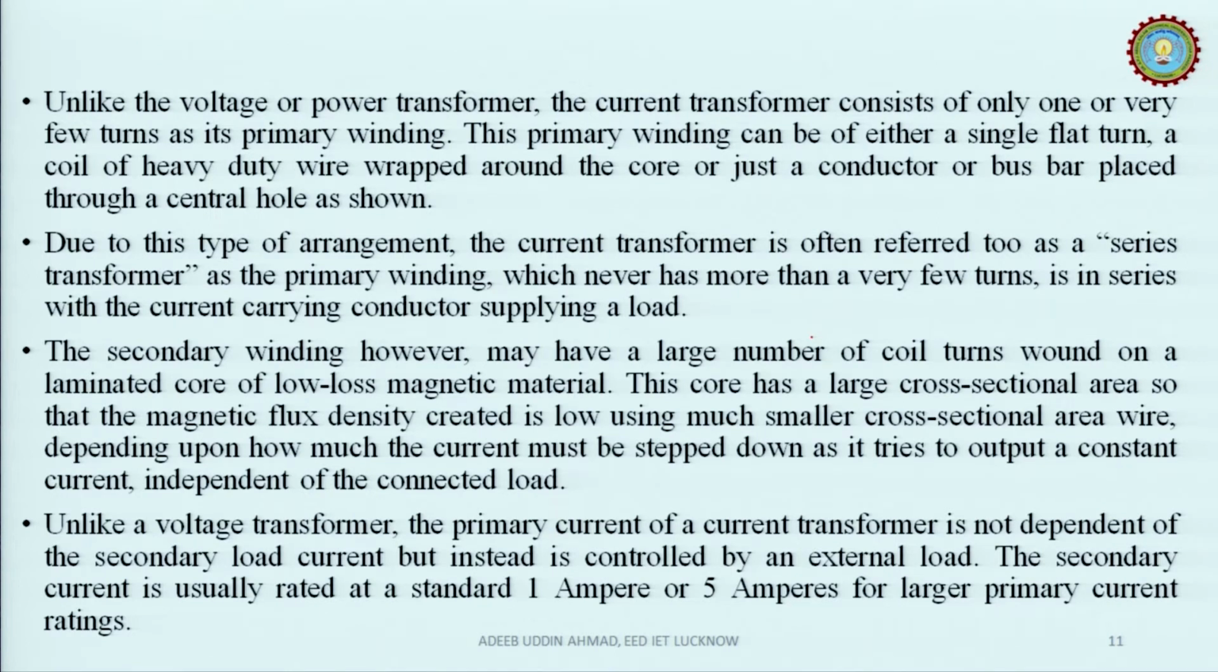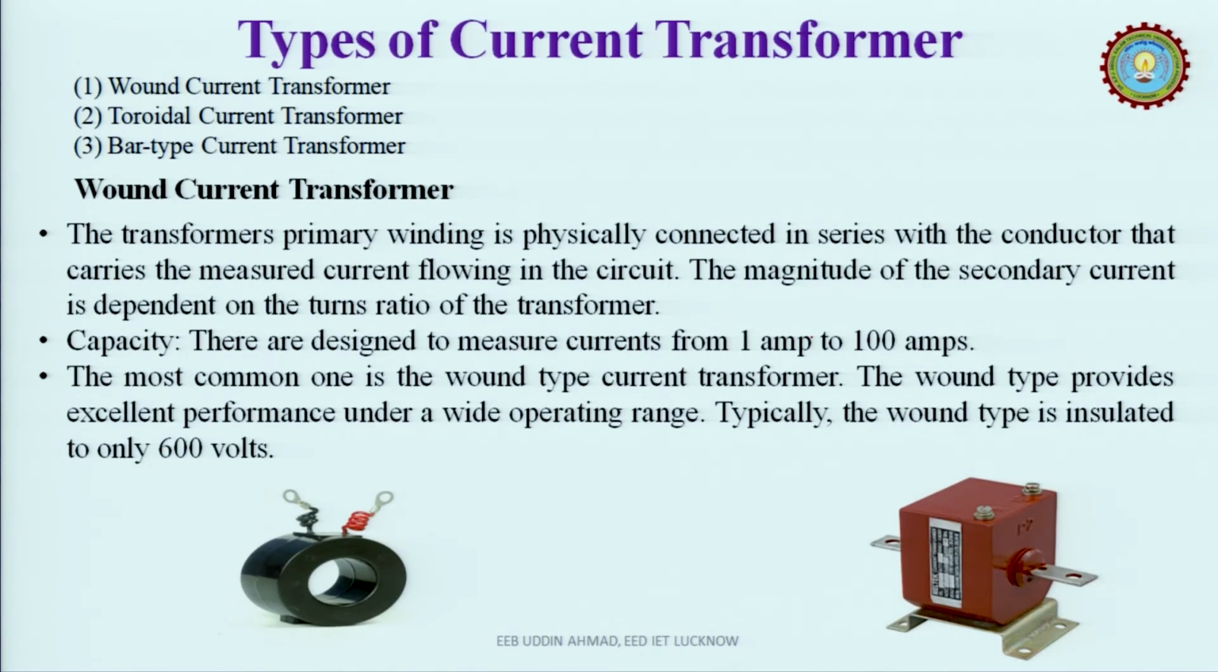Now, the secondary of the current transformer has two standard currents: one standard is 5 ampere and one standard is 1 ampere. Both standards are in use. Now, we are going to discuss the types of current transformer. We have three types of current transformer: wound current transformer, toroidal current transformer and bar type current transformer.